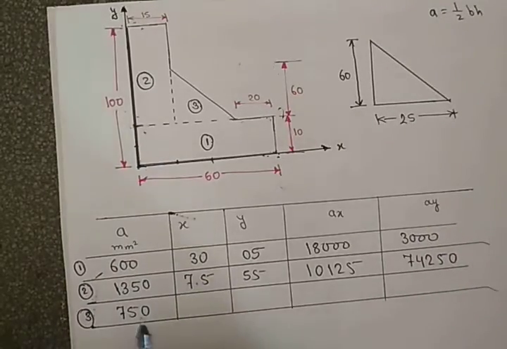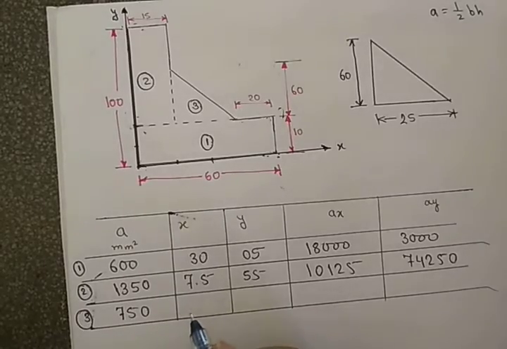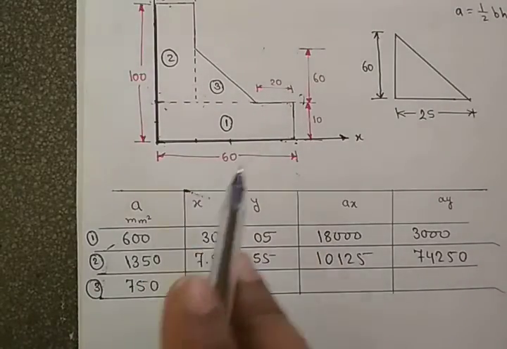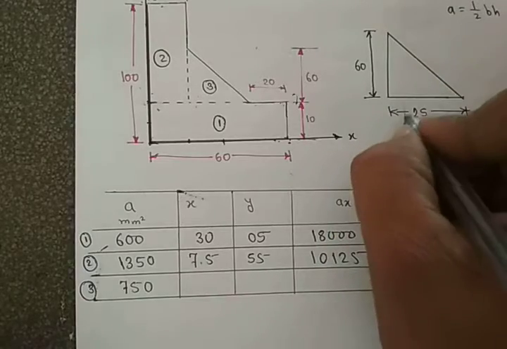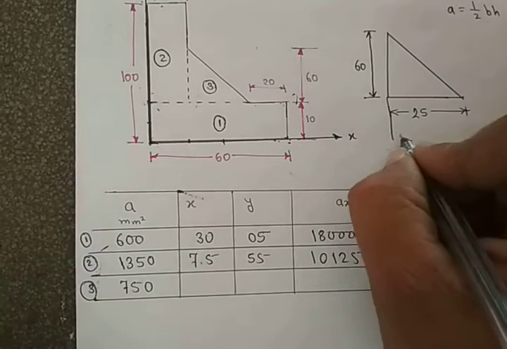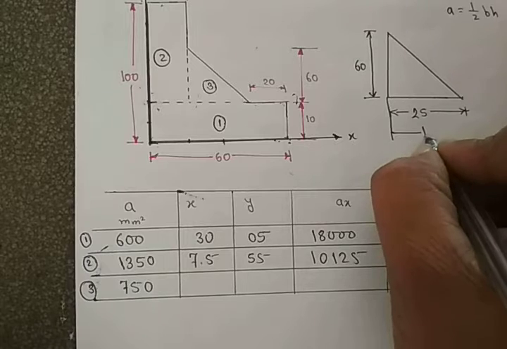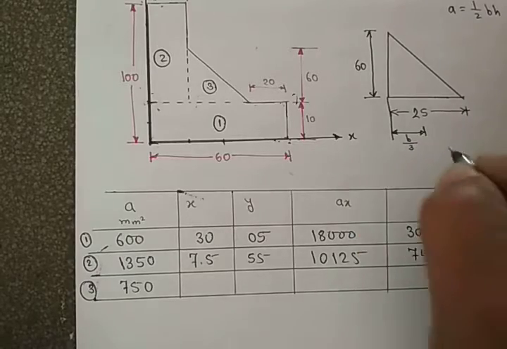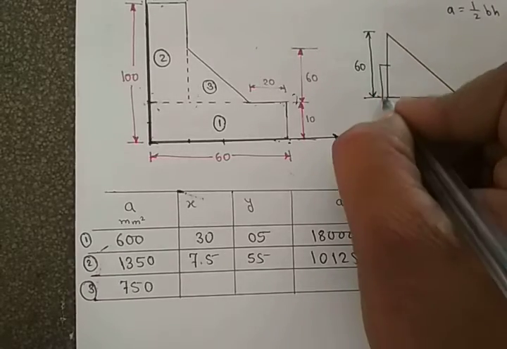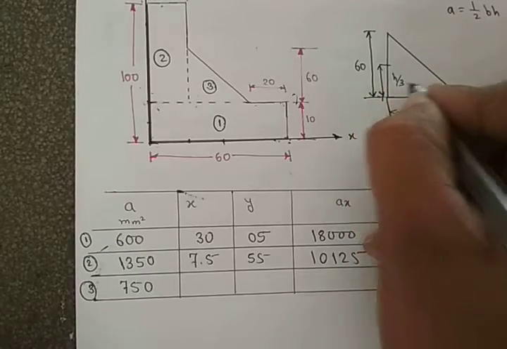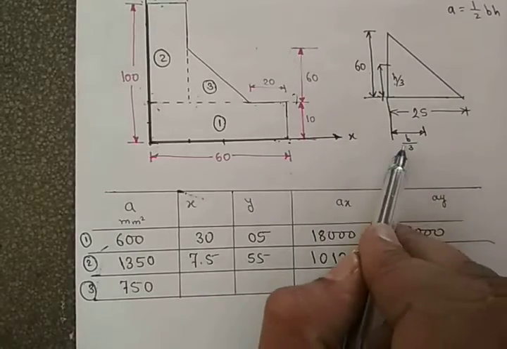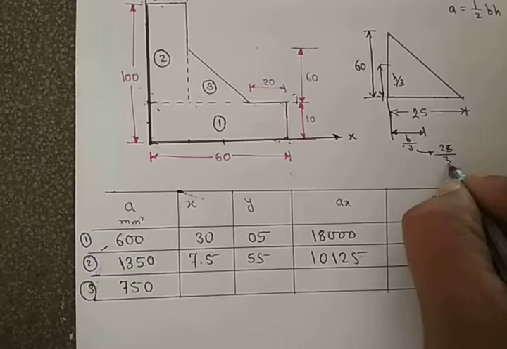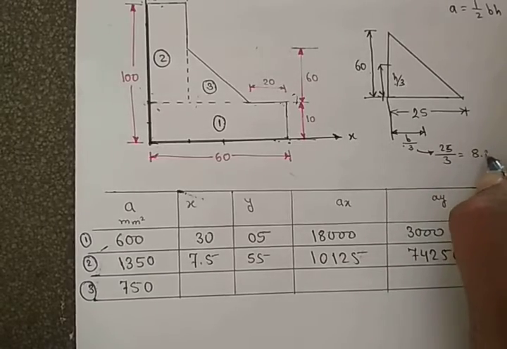74250. Now for the third figure, this is very important. How to find the centroid of the triangle? To find the centroid of the triangle, we have one formula as I have given. From here to here, if you measure, it is b by 3, and from here to here, it is h by 3. Now what is h over here? H is 60. What is b over here? It is 25. So what is the value? 25 divided by 3, so it becomes 8.33.